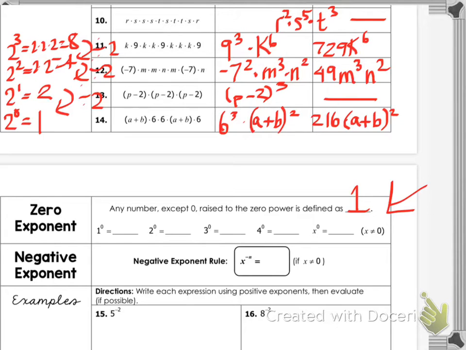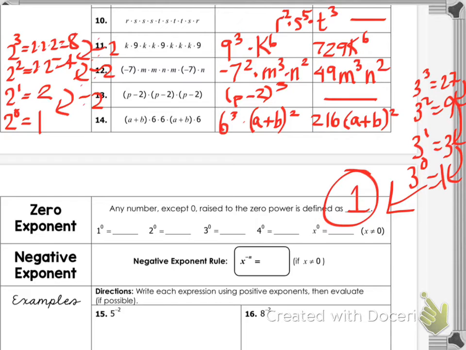We can take another example as well, like 3 to the third power would be 27. 3 to the second power would be 9. 3 to the first power would be 3. So when we get down to 3 to 0, we can see a pattern here of divided by 3, because 27 divided by 3 is 9. 9 divided by 3 is 3. So 3 divided by 3 is 1. So again, we can see that it's going to be defined as 1.